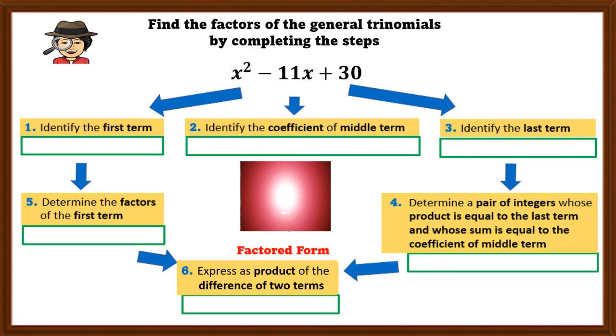Time's up. Let's check your answer. For step 1, we have x squared. Step 2, we have negative 11. Step 3, that is 30. For step 4, we have a pair of integers, negative 5 and negative 6. For step 5, that is x times x. And for the factored form, or the last step, we have quantity x minus 5 times quantity x minus 6. Did you get the answer?